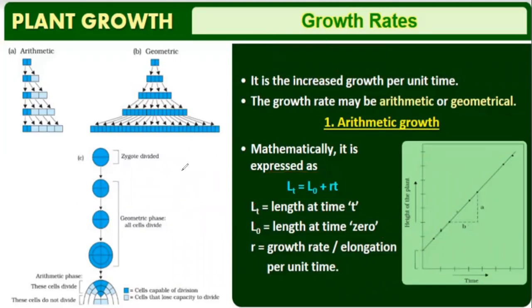So remember this formula for arithmetic growth rate: Lt is equal to L0 plus rt. Remember each term. Lt denotes the length of the plant after time t. L0 denotes the length of the plant at time t equal to 0. r is the growth rate or elongation per unit time. Very important. A direct MCQ comes from this chapter.